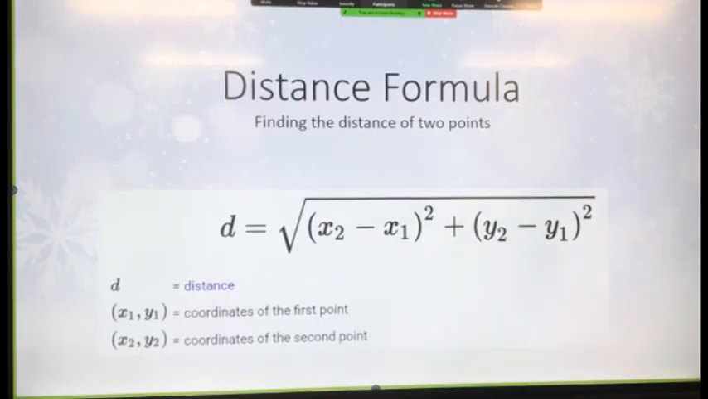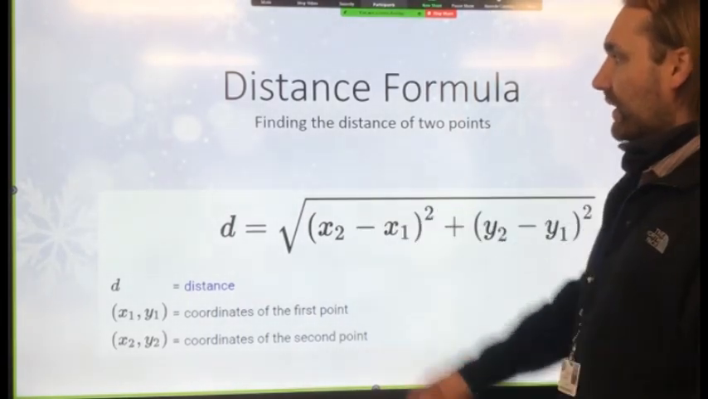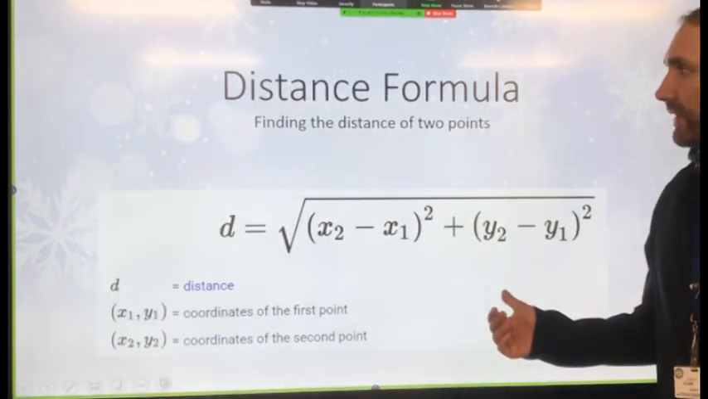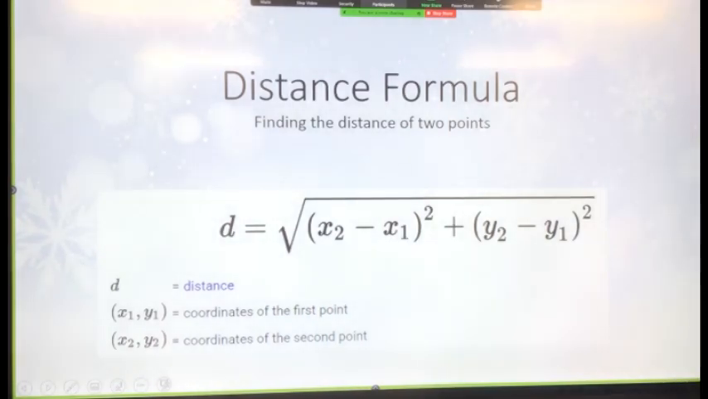Let's look at the distance formula, meaning we're trying to find the distance between 2 points. Here's our formula. Please note that you will have to memorize this formula, dual credit. You will not be given this formula on any test.